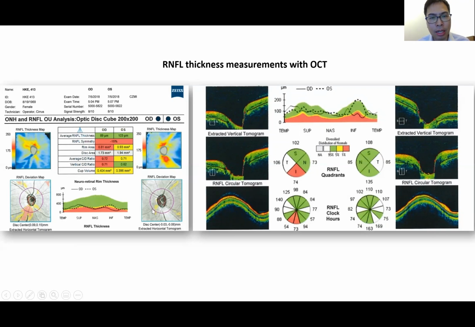For the left eye, you don't see any abnormalities in the RNFL deviation map, and the thickness map also appears to be quite normal. You can see the red annotation of the retinal nerve fiber layer for both the superotemporal side and the inferotemporal side. So you may argue that, well, we don't see rim loss, we don't see RNFL loss in the left eye. Does it mean that the left eye is normal?